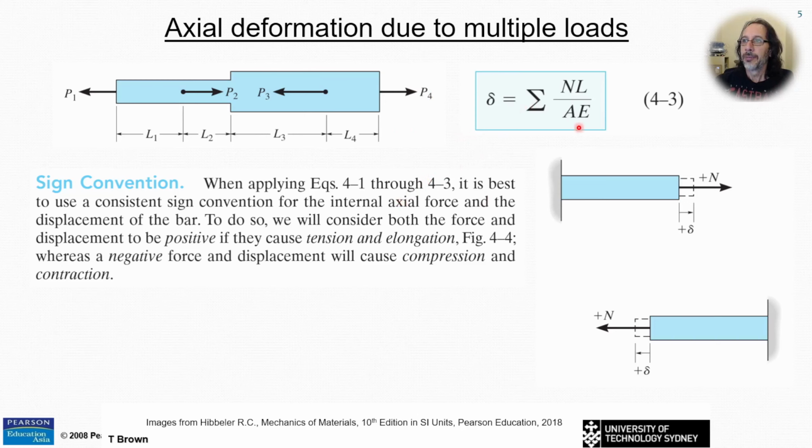When we're adding up our displacements, try to use a consistent sign convention. Our sign convention is that we consider both the force and the displacement to be positive if they cause tension and elongation, whereas a negative force and displacement cause compression and contraction. That's consistent with what we said before. So when you're drawing your free body diagram and calculating your internal action, it's probably a good idea to just draw the internal force always in tension. And then if you get a negative value, you know it's in compression.